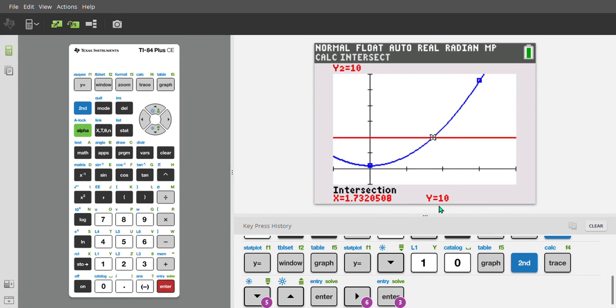So those are the keystrokes that would bypass the paper-pencil calculus and algebra that we looked at on the worksheet that this video corresponds to.